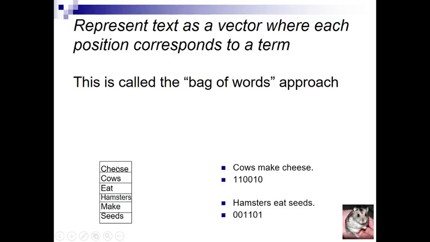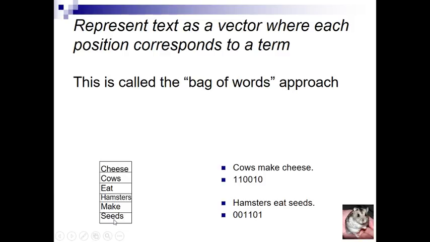So the cheese feature asks, does this text include cheese? If it does, you put a 1. If it doesn't, as in hamsters eat seeds, you put a 0. Cows. Does it have cows? Yes, we put a 1. Hamsters eat seeds. Does it have cows? No, so we put a 0. So you can see that we step through each feature asking a question. For every feature, we say true or false, or 1 or 0. It's the same. And we do it with reference to the text.